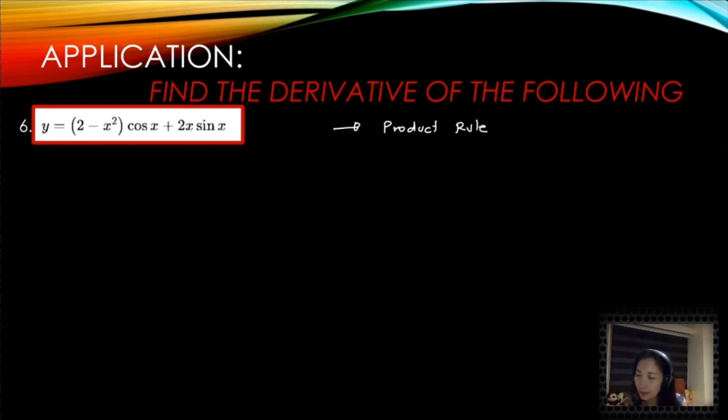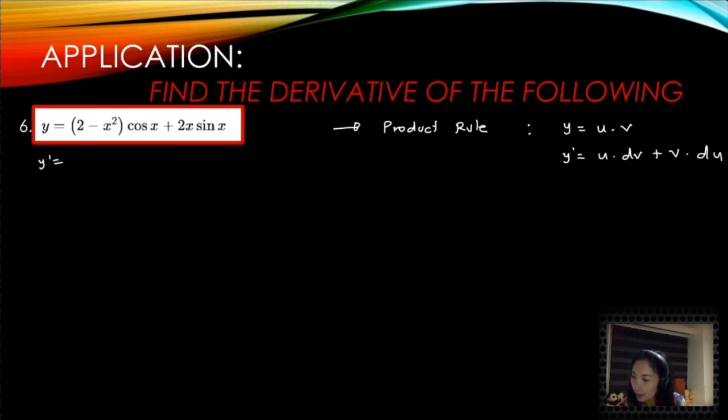Okay, product rule. So let's do it now. y prime equal to, remember your product rule once again. If the function takes the form u times v, where u and v are differentiable, then y prime is equal to u times derivative of v plus v times derivative of u.